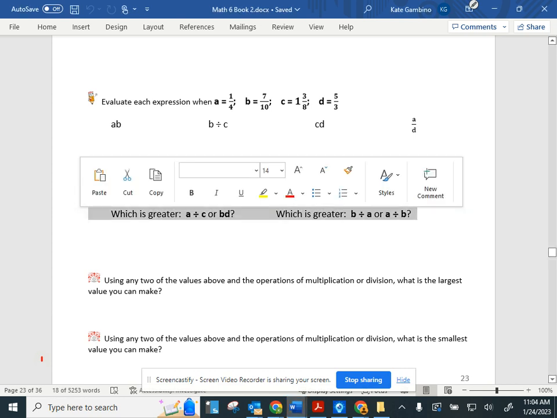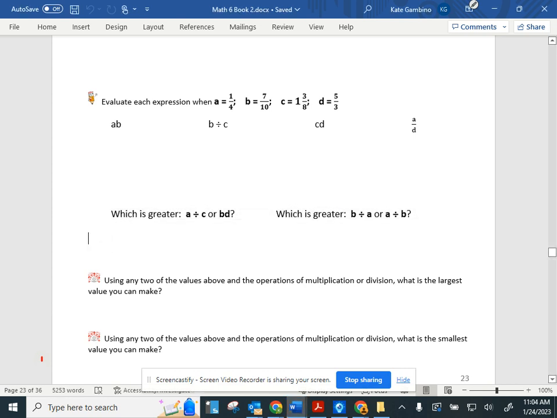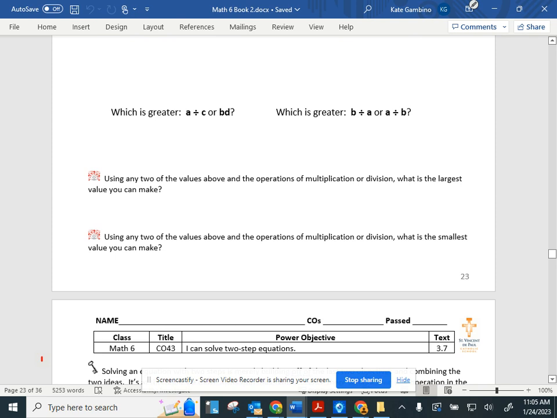You're going to have to do the bottom two, which is greater. So you're going to have to do the math for both of them and see what answers you get. Then you're going to have to do the word problems using any two of the values above and the operations of multiplication or division. What is the largest value you can make?